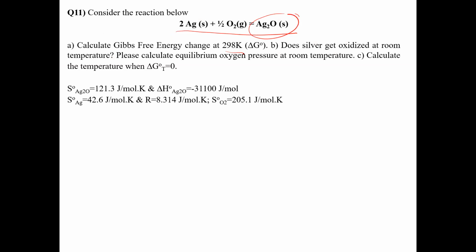And please calculate the equilibrium oxygen pressure at room temperature. C, calculate the temperature when delta G_T is 0. Let's look at delta G 298 Kelvin, which is delta H 298 Kelvin minus 298 Kelvin times delta S 298 Kelvin. Step by step we are going to calculate based on this reaction.